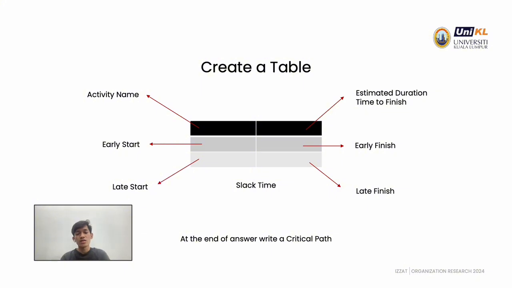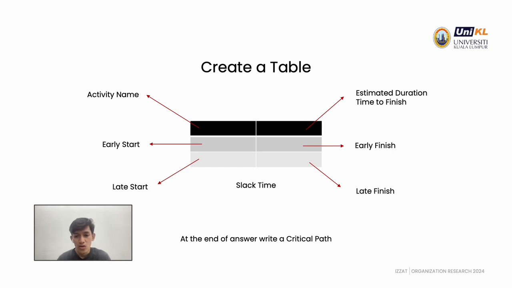So how do we draw the diagram? We need to create a table. This table consists of 2 columns and 3 rows. The first is the activity name, and beside that is the estimated duration time to finish. Below the activity name is the early start, and below that is the late start. The same goes for the next column, which is the early finish and late finish.